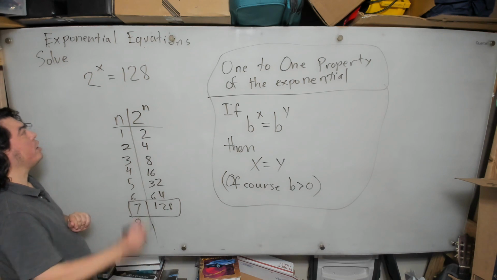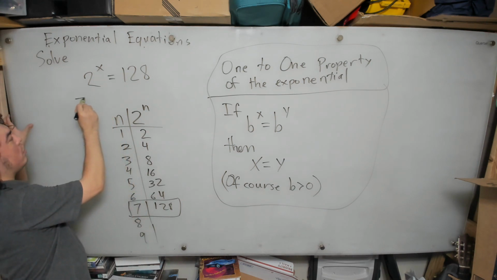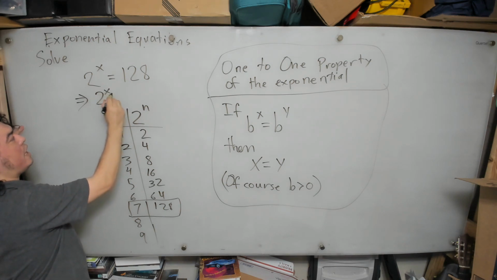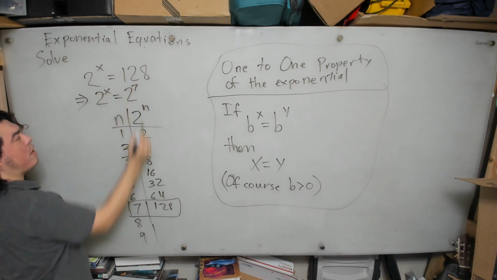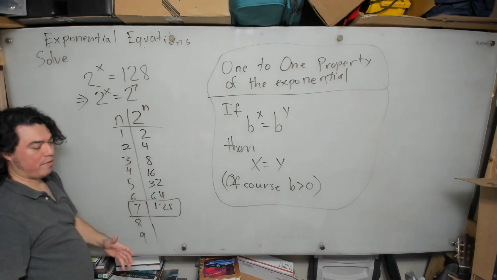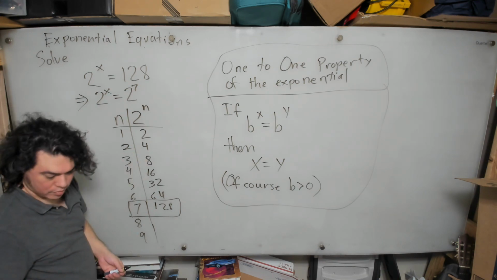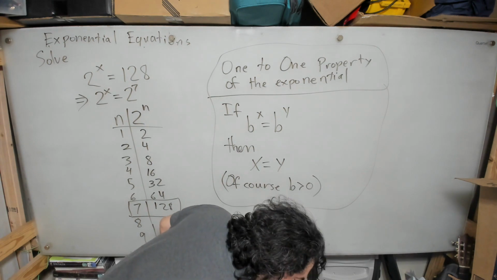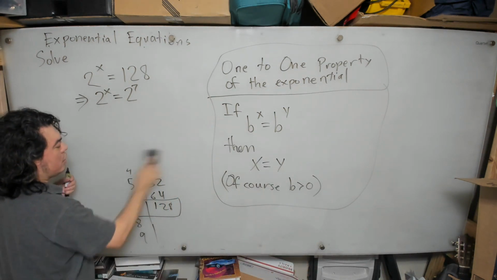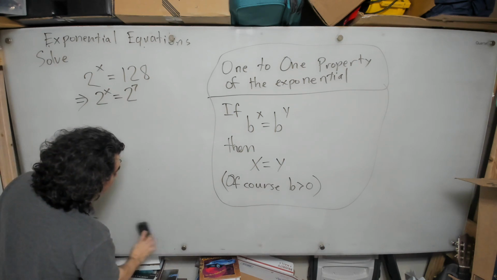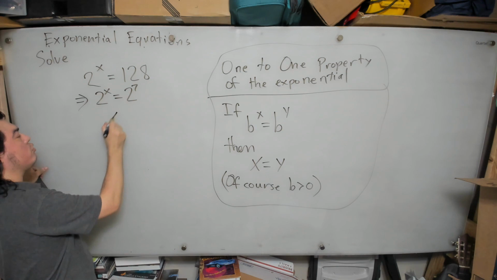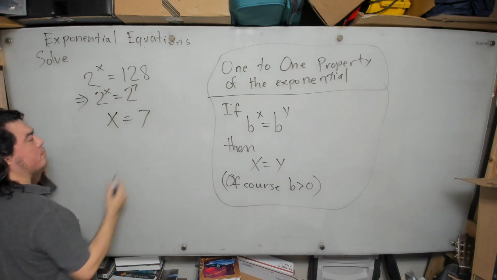You see that? Okay. So therefore here I can rewrite our given expression as 2 to the x equals 2 to the 7th power. And now I can exploit the one-to-one property of the exponential. Because from the one-to-one property of the exponential, I know that therefore our solution is going to be 7.